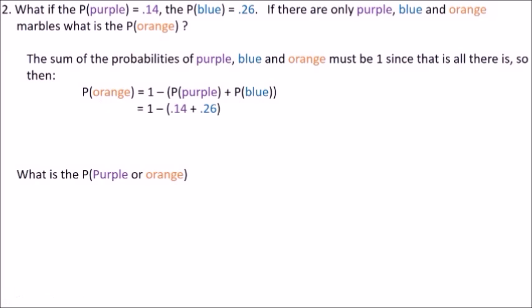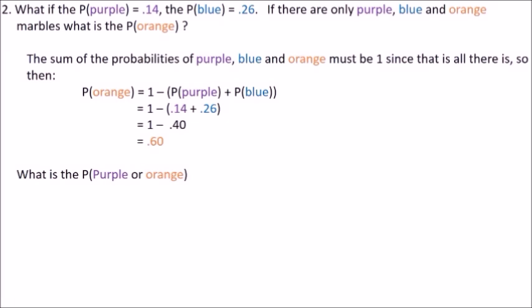So here I can look at that. The probability of purple was 0.14, probability of blue was 0.26. If I add those two together, I get 0.40. So 1 minus 0.40 would be 0.60. So the probability of orange should be 0.60.